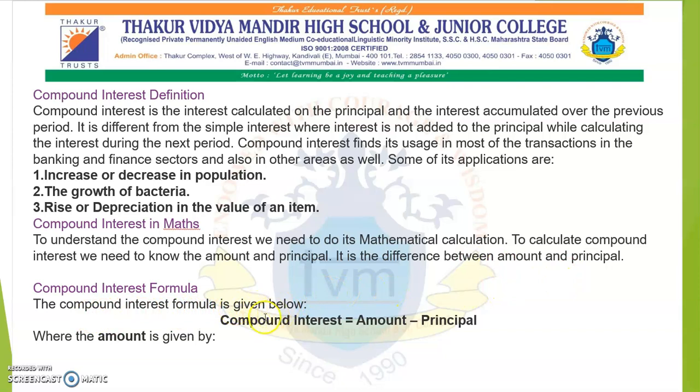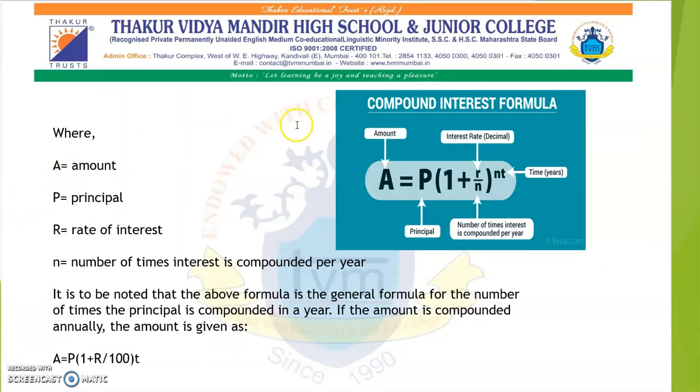Compound interest formula is given below. Compound interest equal to amount minus principal. Now let us see in the next slide. This is our compound interest formula. A equal to P, 1 plus R upon n, raised to the power nt.